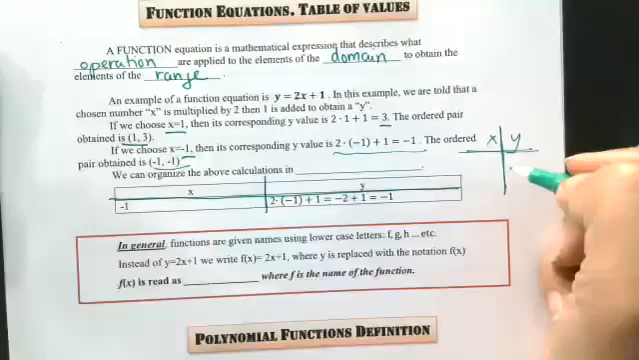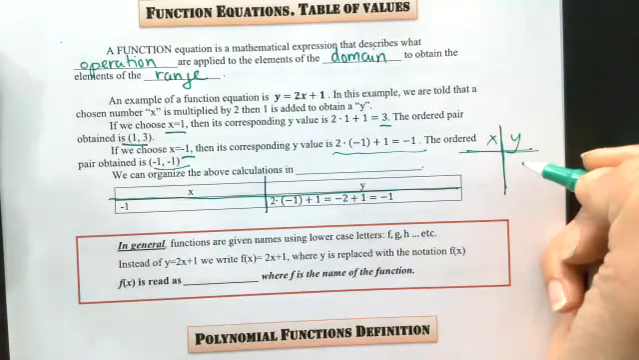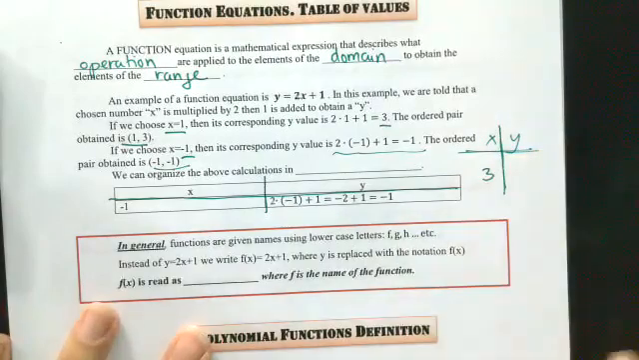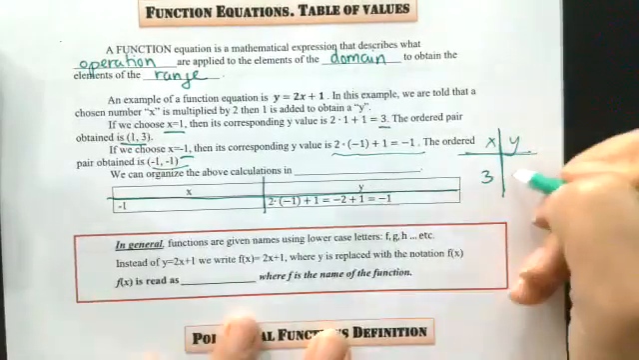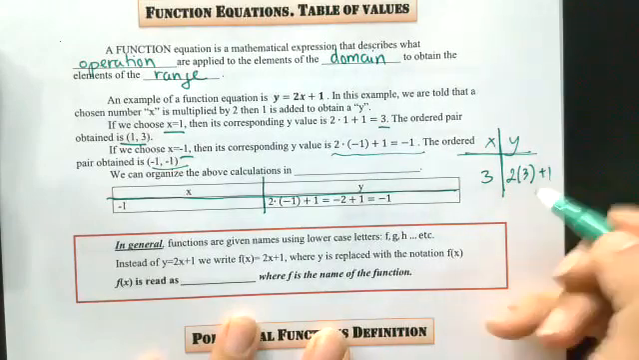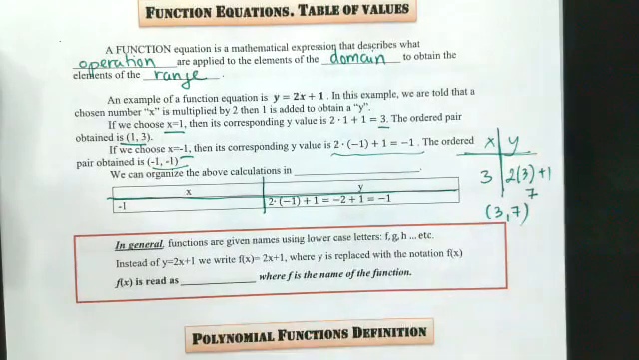In other situations, we have ways to determine which choices are the best choices for our particular questions. So if I choose 3, then I could do 2 times 3 plus 1 based on the rule. So I would get 7. So I would get a point that looks like that, 3, 7. This is called a table of values.